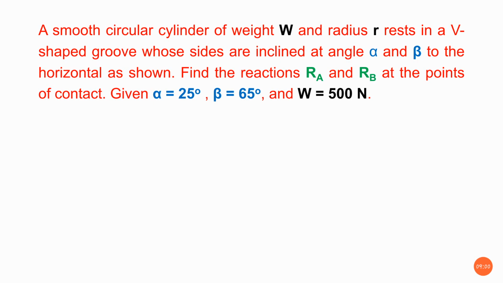A smooth circular cylinder of weight W and radius R rests in a V-shaped groove whose sides are inclined at an angle alpha and beta to the horizontal as shown. Find the reactions RA, RB at the points of contact. The given alpha is equal to 25 degrees, beta is equal to 65 degrees and W is equal to 400 newtons. So then I am going to draw the diagram for this one.